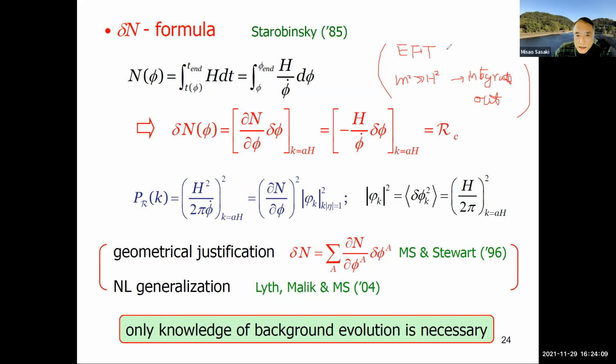Anyway, in the end, a very important point of this formula is that only knowledge of the background evolution is necessary. The only thing you have to do is solve the background evolution for any complicated theory of inflation and estimate the amplitude of fluctuations in the scalar field at horizon crossing. And that gives rise to this curvature perturbation. Okay.